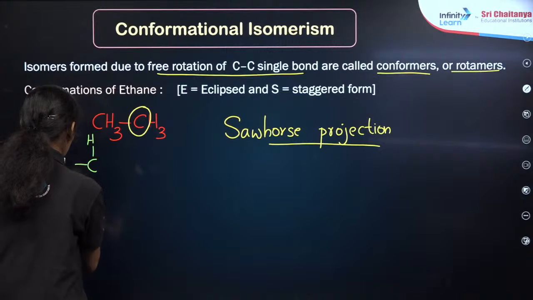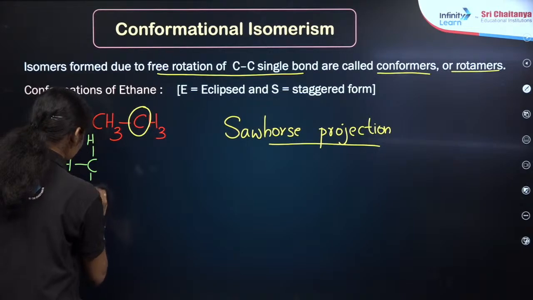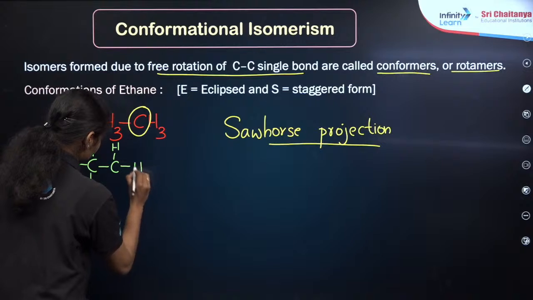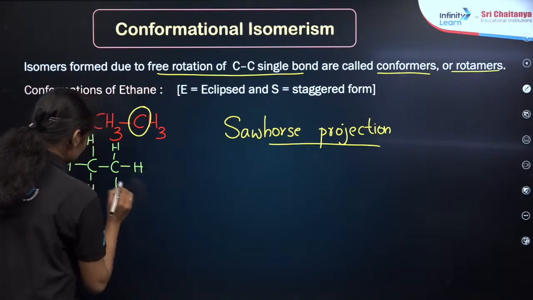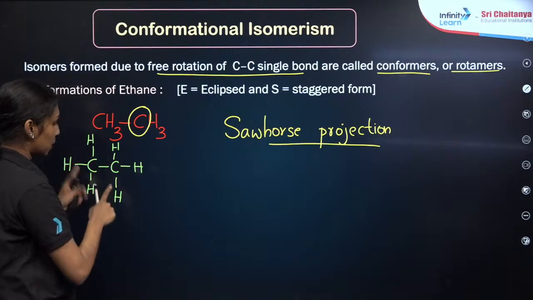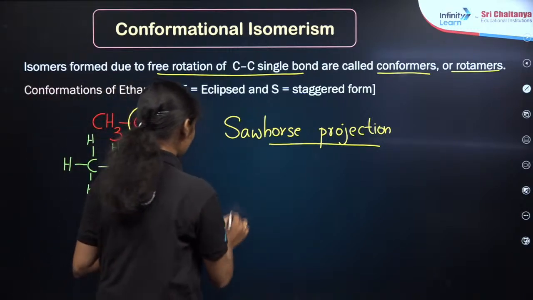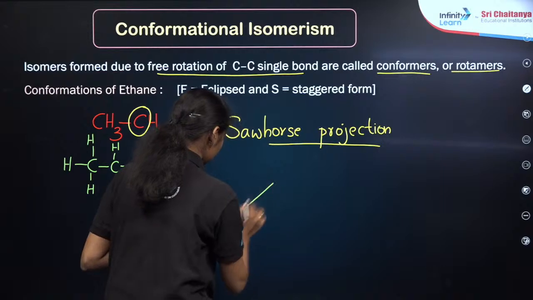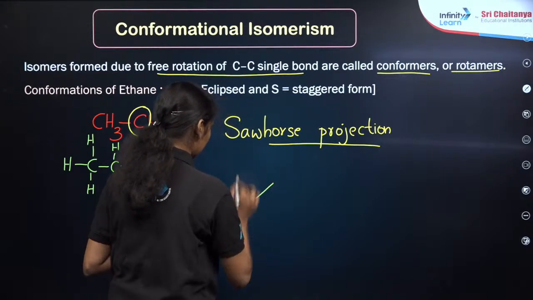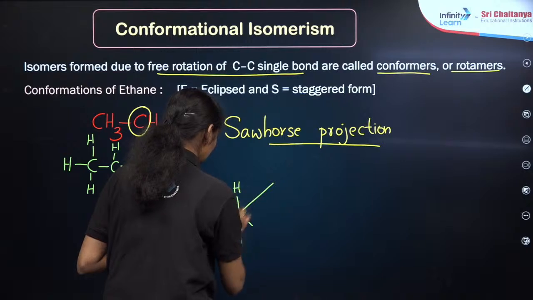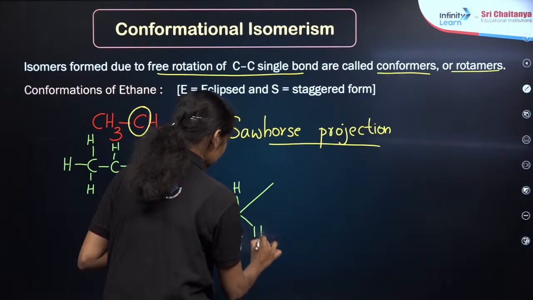I will be writing the elaborated structural formula of ethane here. This will be our first carbon, this will be the second carbon. It is containing 3 hydrogen atoms. So I am trying to draw the structure here. If you have any doubt, you can ask. This is our first carbon, this is the second carbon. In the first carbon, there will be 3 hydrogen atoms, so it will be written as H, H, H, right?